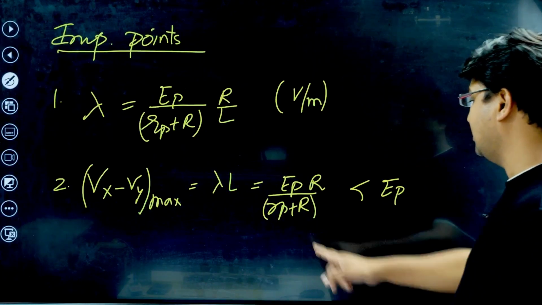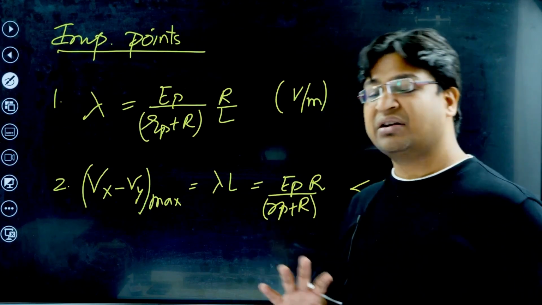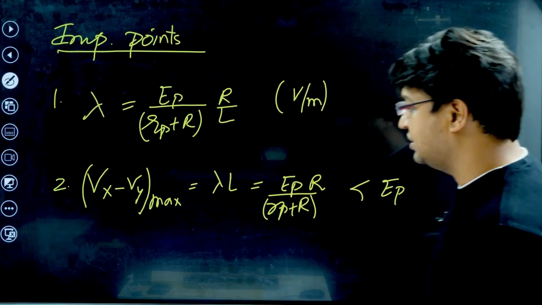In an ideal battery, Rp would be 0, and then this will become EP. So EP serves as a rough estimate of the EMF that we can measure. So one point is this, second point is this, keep this in mind.